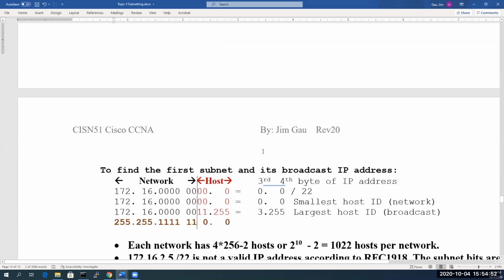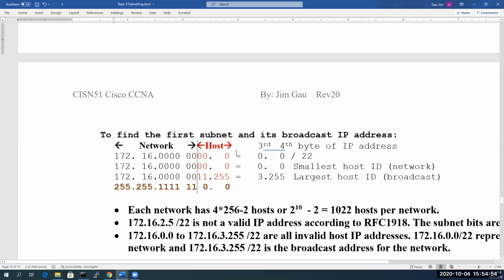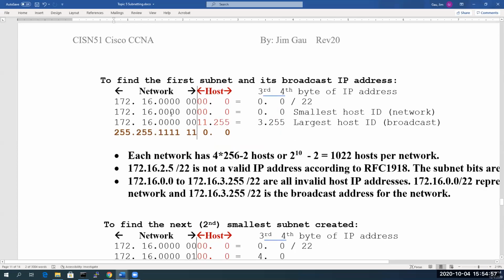All right, so the next topic will be find the first subnet. This is from the same example. Find the first subnet and its broadcast IP address. So let's take a look at it. The subnet here, again, this is the same thing that we created. I think I accidentally deleted a 0 in here. Yeah, so I'm going to put a 0 back in here. Okay, that's better.